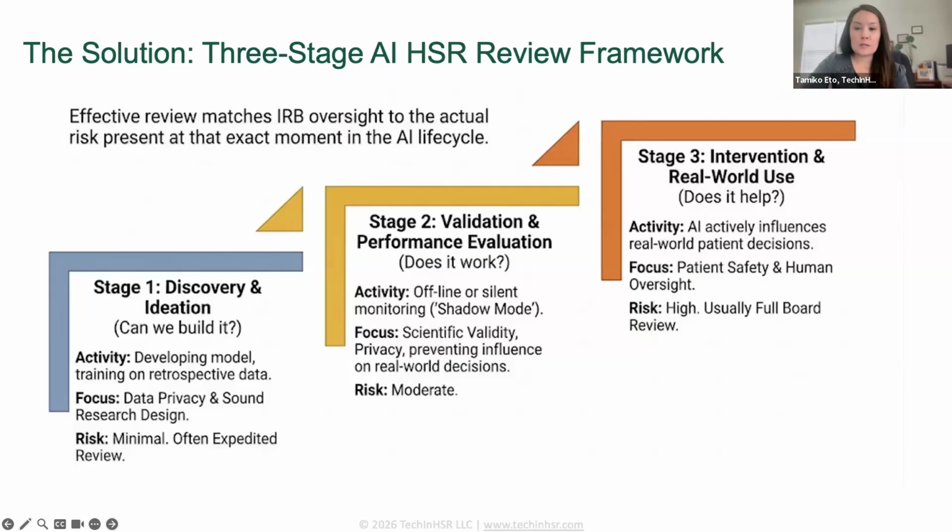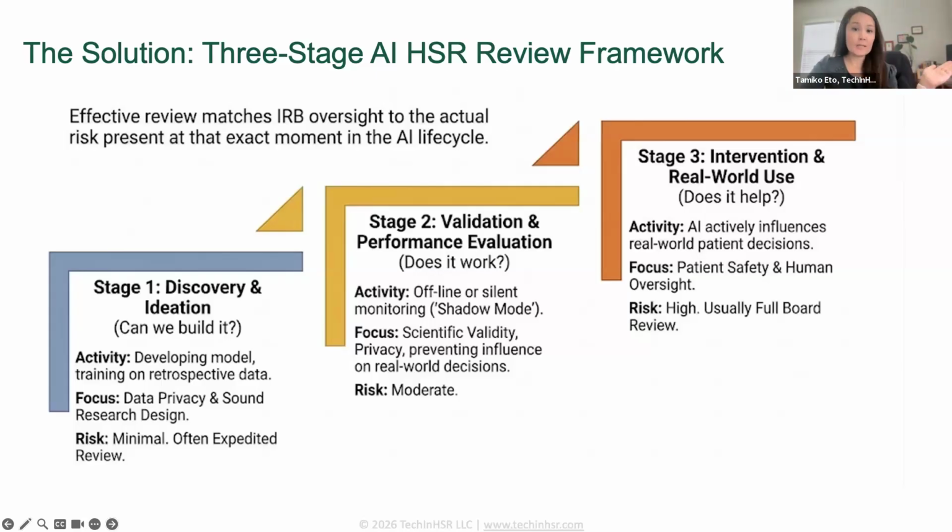Stage one is discovery and ideation. This is the training phase. The team or the sponsor is building and refining the model on retrospective secondary use data or maybe even synthetic data. There's no real-time participant interaction. The risk is pretty minimal if the data is handled securely. And IRB review is usually expedited.